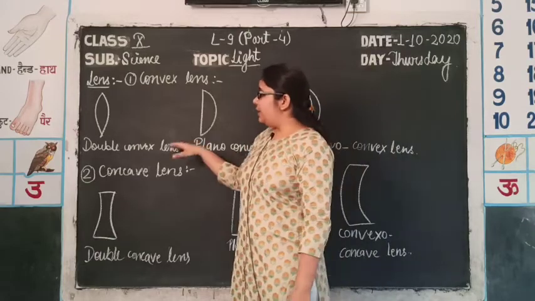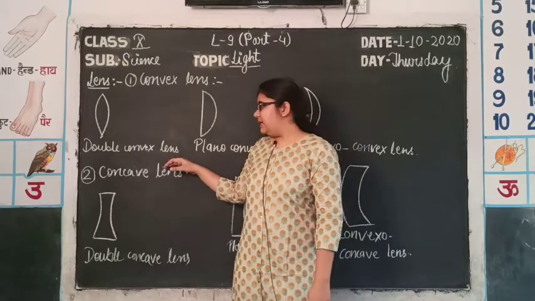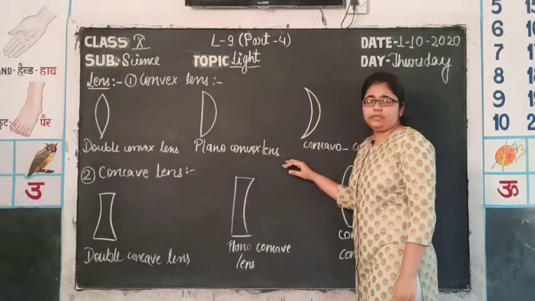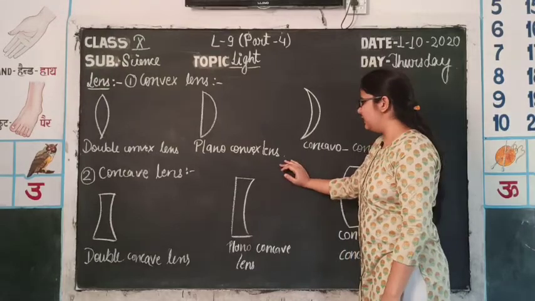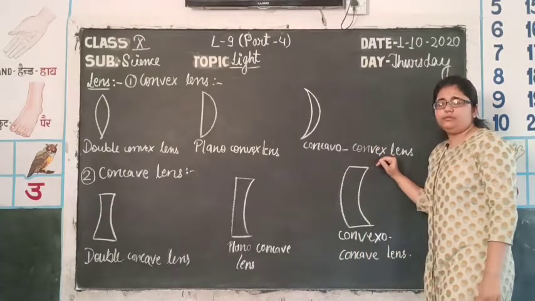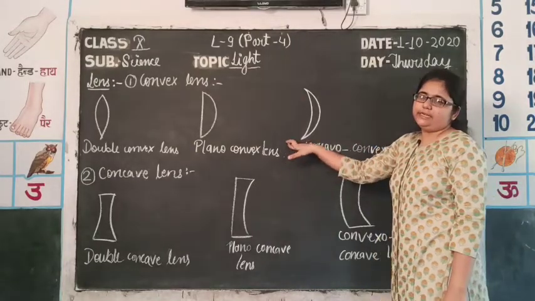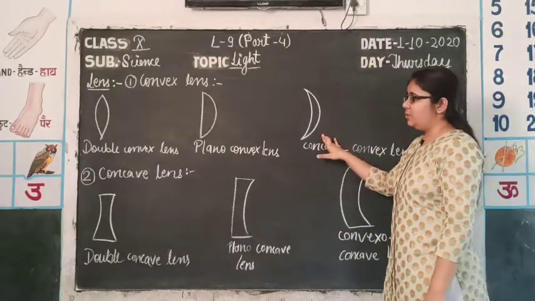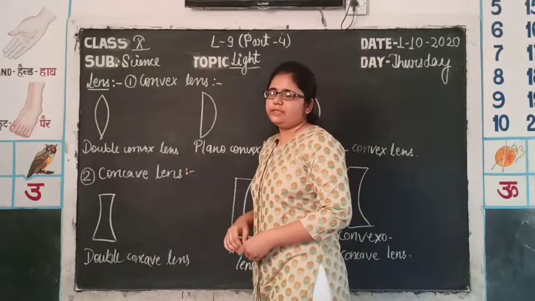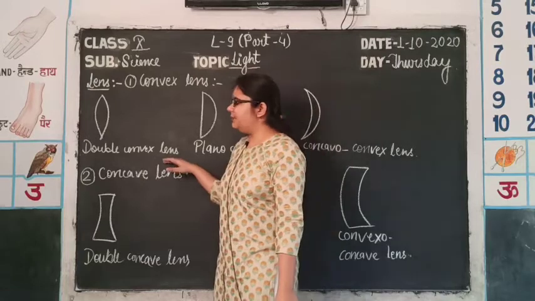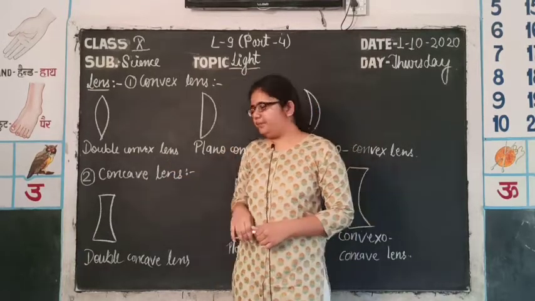First of all, double convex lens, in which both surfaces are curved. Second one is plano convex lens, in which the first surface is plane and the second one is convex. Third one is concavo convex lens, in which the first surface is concave and the second one is convex. So first of all, double convex lens, both the surfaces are curved. We will study mainly the double convex lens, in which the power will be maximum.